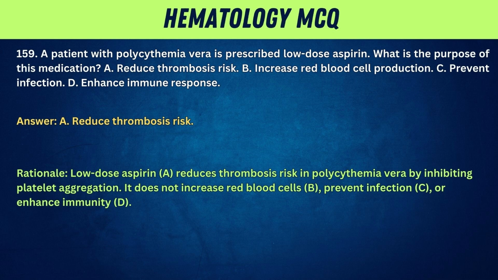159. A patient with polycythemia vera is prescribed low-dose aspirin. What is the purpose of this medication? A. Reduce thrombosis risk. B. Increase red blood cell production. C. Prevent infection. D. Enhance immune response. Answer: A. Reduce thrombosis risk. Rationale: Low-dose aspirin, A, reduces thrombosis risk in polycythemia vera by inhibiting platelet aggregation. It does not increase red blood cells, B, prevent infection, C, or enhance immunity, D.